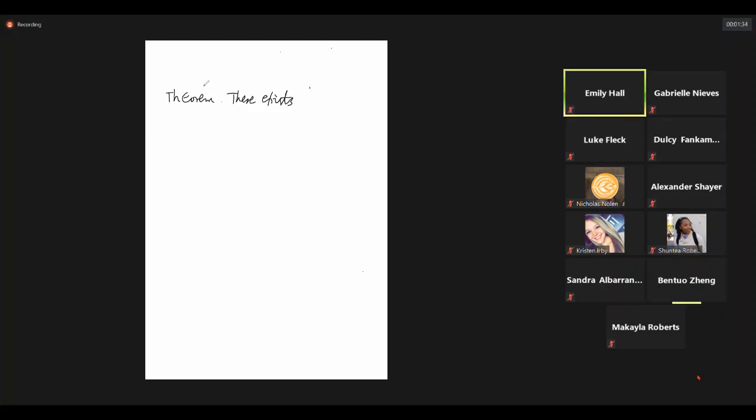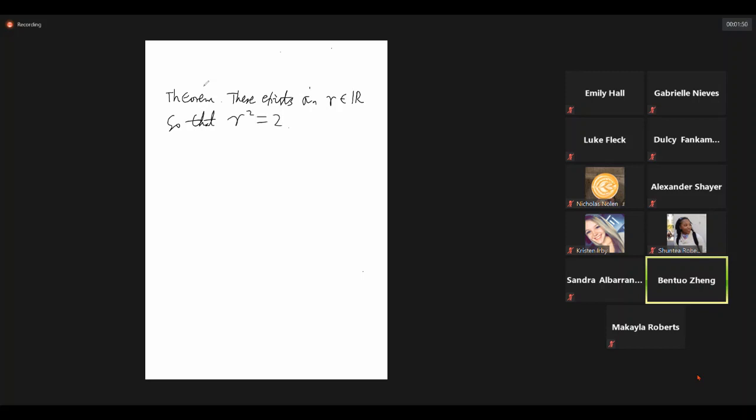So there exists a real number R so that R squared is equal to 2. This theorem can, of course, be generalized to any algebraic equations. Okay, let's try to see how to prove it. To prove it, we'll use the completeness of the real numbers.